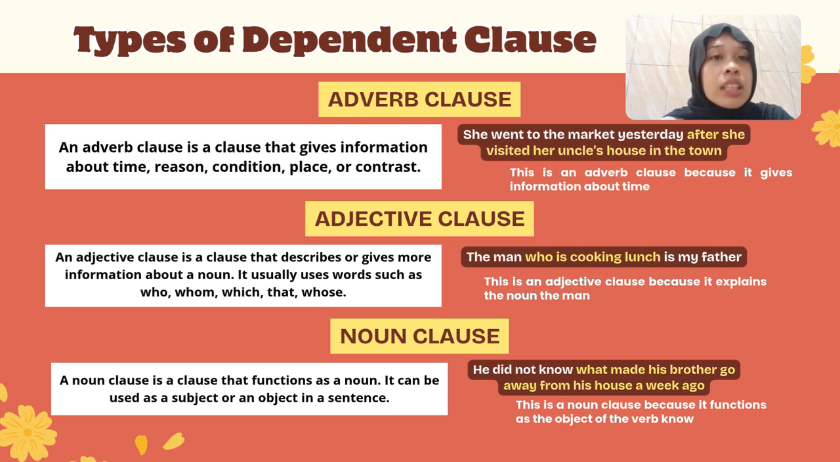So, these three types have different functions. Adverb clause gives extra information. Adjective clause describes a noun, and noun clause functions as a noun.